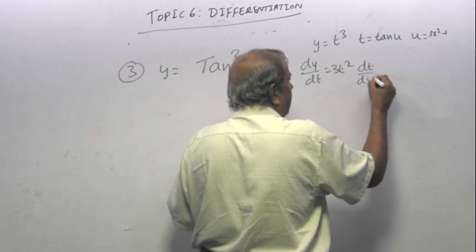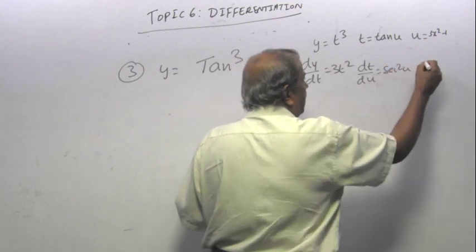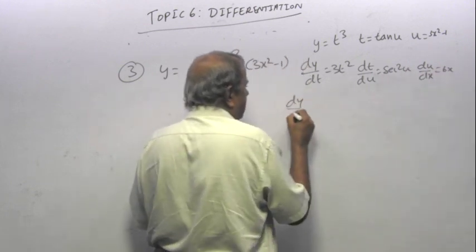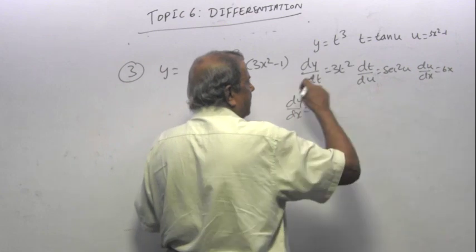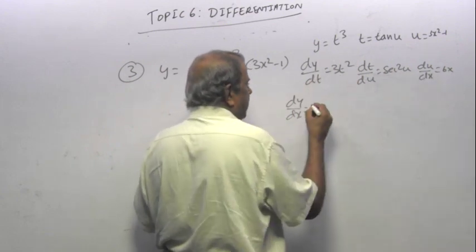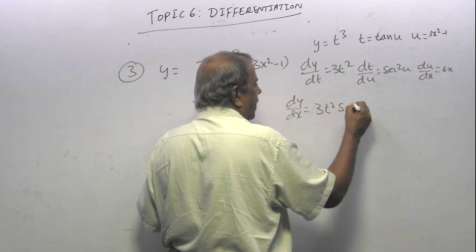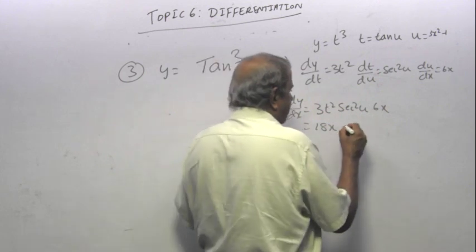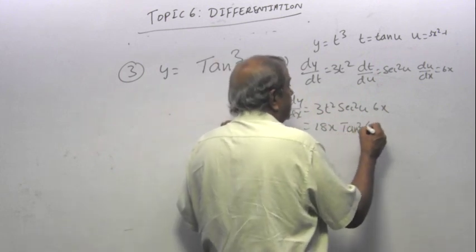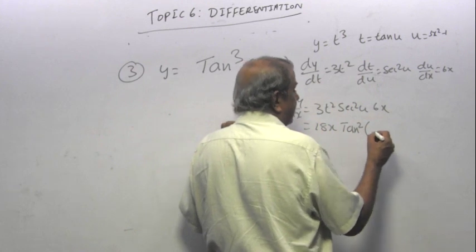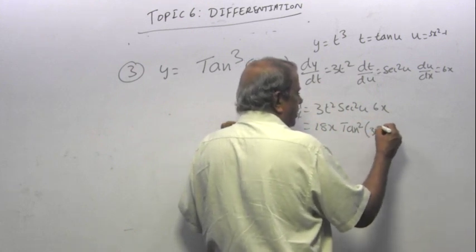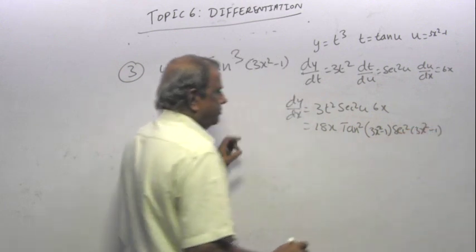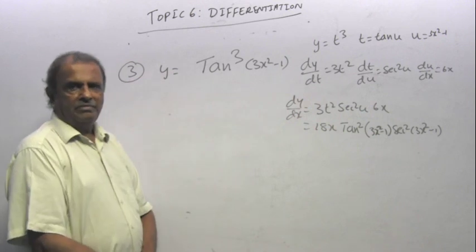dt by du is sec squared u. du by dx is 6x. So dy by dx is, remember, when you multiply, the dt is cancelled, the du is cancelled, you get dy by dx equal to 3t squared sec squared u times 6x. So that is 18x tan squared u, where u is 3x squared minus 1, times sec squared of 3x squared minus 1. That's the final answer. Yeah?